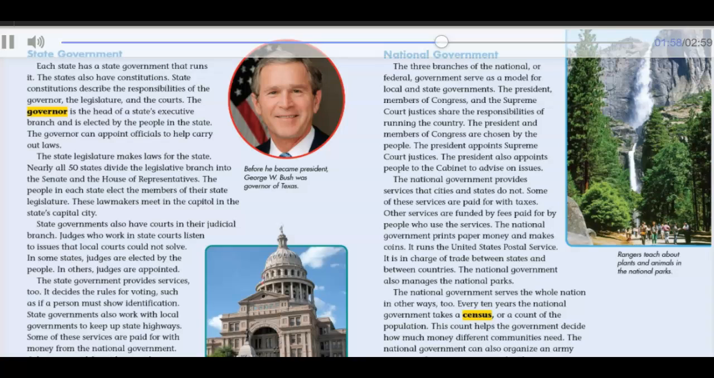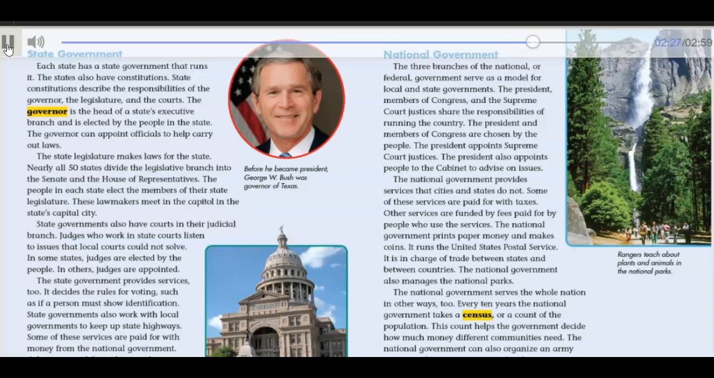The national government provides services that cities and states do not. Some of these services are paid for with taxes. Other services are for people who use the services. The national government prints paper money and makes coins. It runs the United States Postal Service. It is in charge of trade between states and between countries. The national government also manages the national parks.